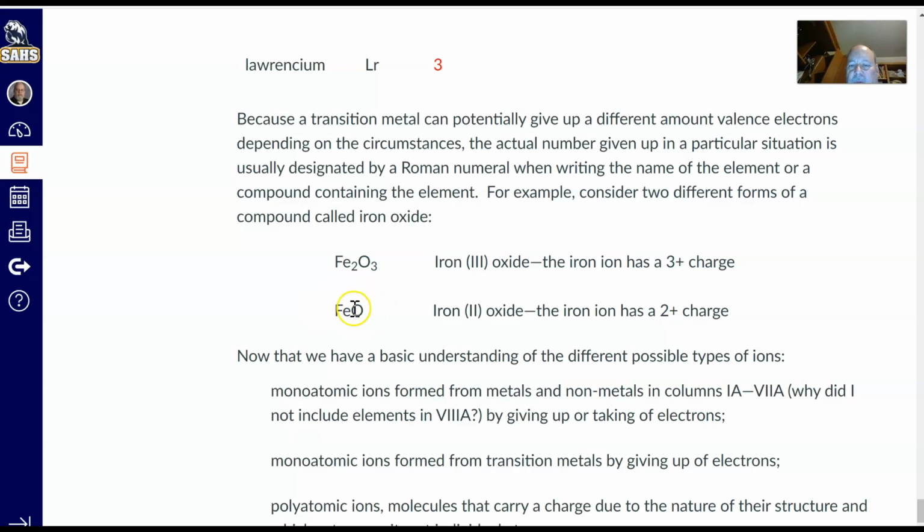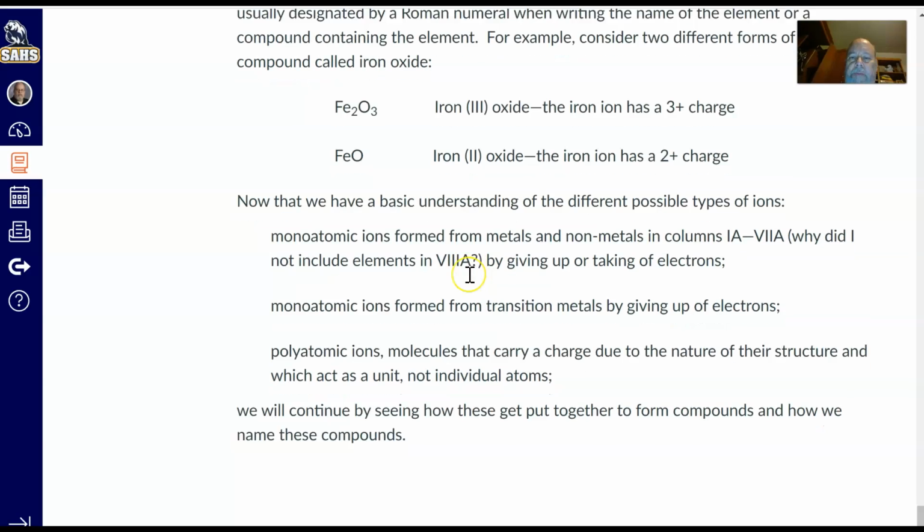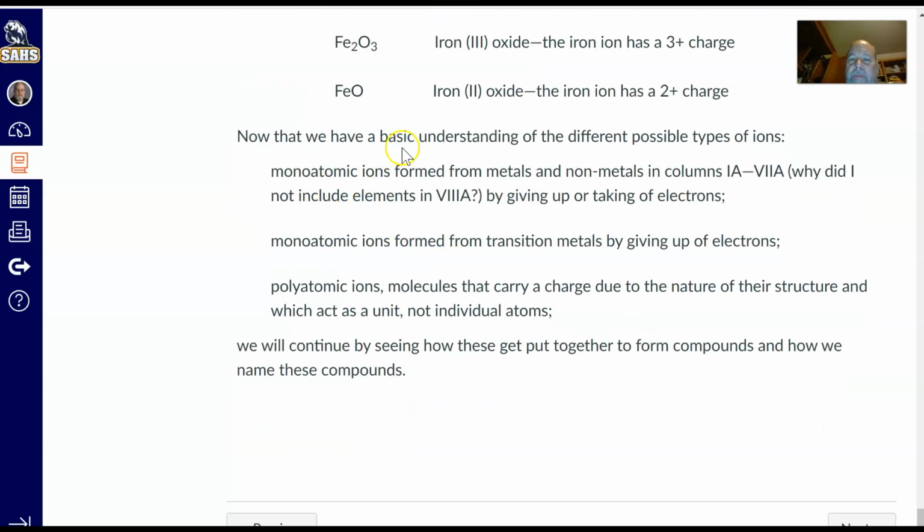Likewise, for this form of iron oxide, the iron has a 2+ charge, and these are two different compounds. If iron has a 2+ charge, it's a different iron oxide than it is if it has a 3+ charge. Okay, and we'll talk more about this when we talk about naming in the next part of this. But for now, we have this basic understanding of the different possible types of ions.